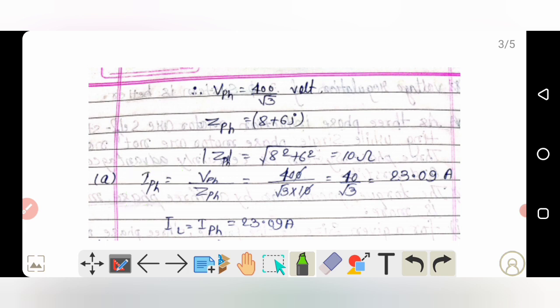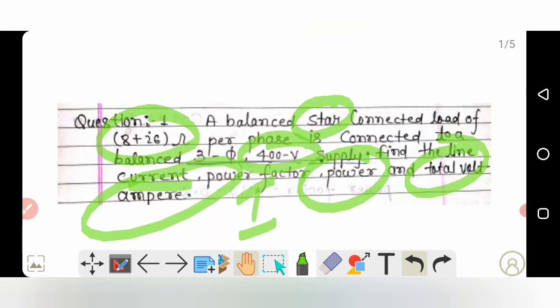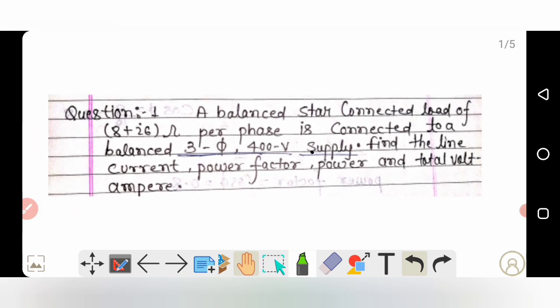As you can see here, the value of V phase is 400 by root 3 and the value of Z phase is 10, so the value of I phase will be equal to 23.09 ampere. And as we know, the line current and phase current are equal in a star connection, so the line current will also be 23.09 ampere. Now, the first part was to calculate the value of current, and the second is to calculate the value of power factor, power, and total volt ampere.